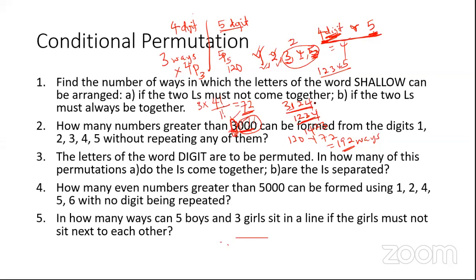But for a 4-digit number, it is not just any 4-digit number, but it must be greater than 3,000. So 1 cannot start such a number, 2 cannot start such a number. It's only 3, 4, and 5 that can start. So I need to sort out that issue before using permutation. For the first digit, I can only start with 3 numbers, so I have 3 ways of filling that.